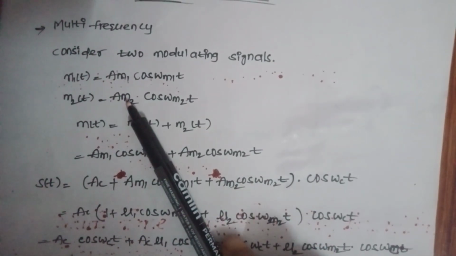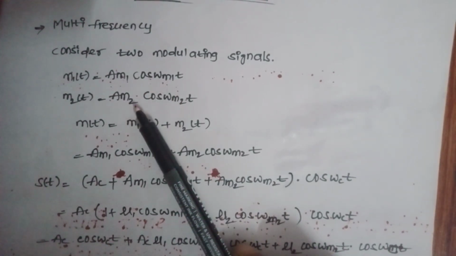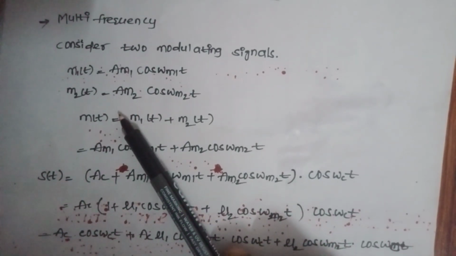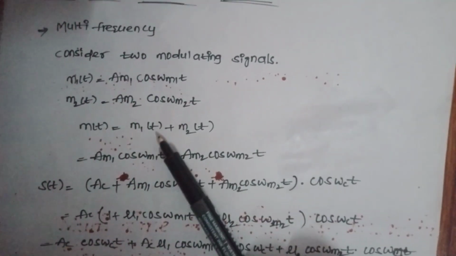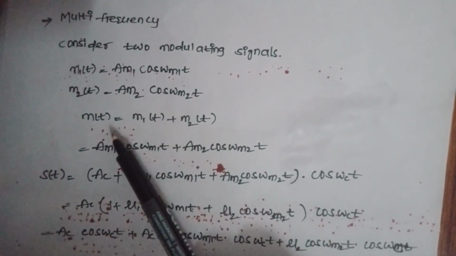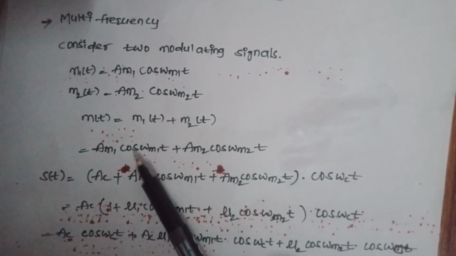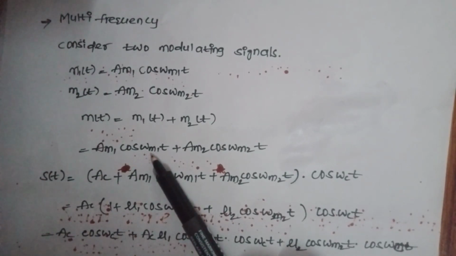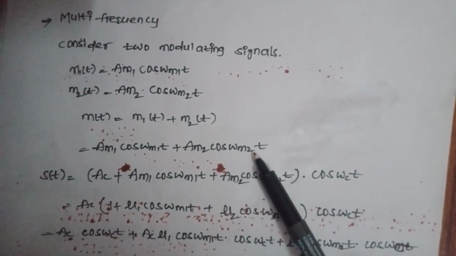m1(t) is equal to Am1 cos ωm1 t, and m2(t) is equal to Am2 cos ωm2 t. Next, the resultant signal you consider, m(t). That m(t) is equal to the summation of the two modulating signals, m1(t) and m2(t). So that is m(t) equals m1(t) plus m2(t). So m1(t) equals Am1 cos ωm1 t, and m2(t) is equal to Am2 cos ωm2 t.